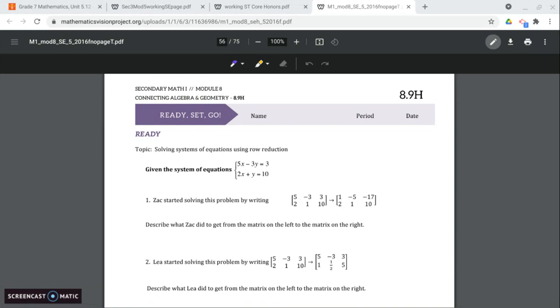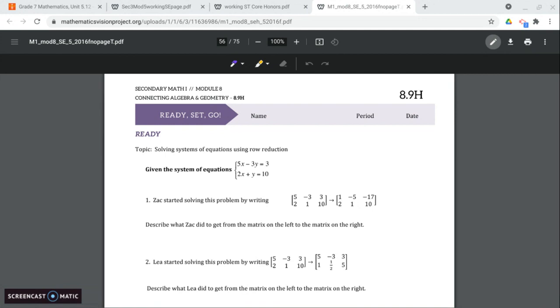Now, for this first part, it's wanting us to solve a system of equations using row reduction. So we have the given system of equations 5x minus 3y equals 3 and 2x plus y equals 10. Zach started solving this problem by writing 5, negative 3, 3, 2, 1, 10, and then he had it go to 1, negative 5, negative 17, 2, 1, 10. Describe what Zach did to get from the matrix on the left to the matrix on the right.